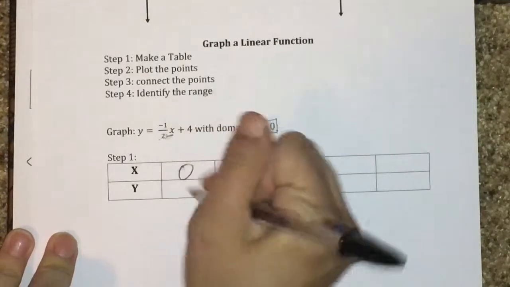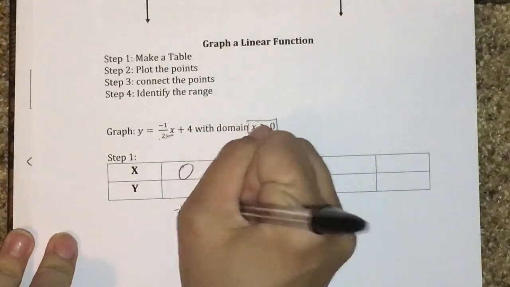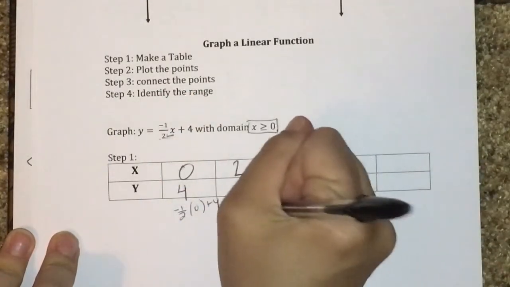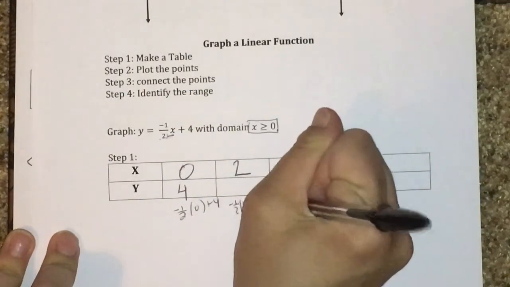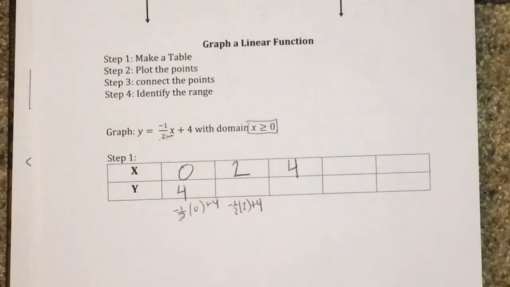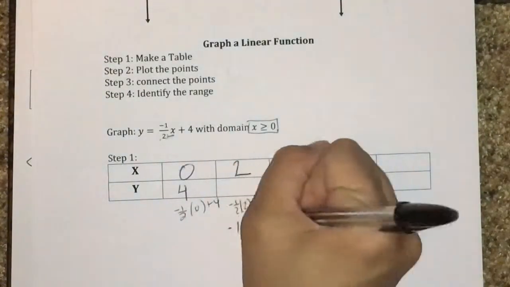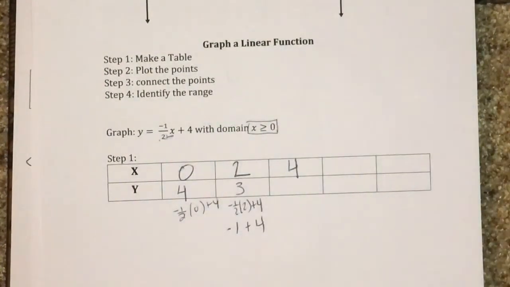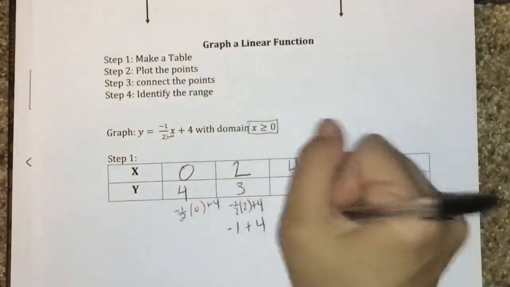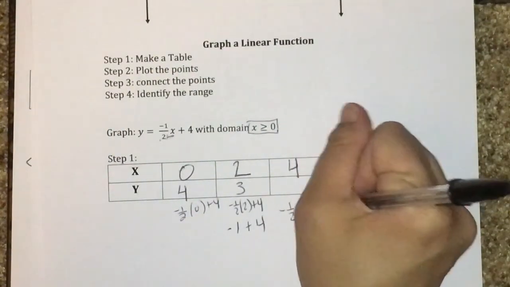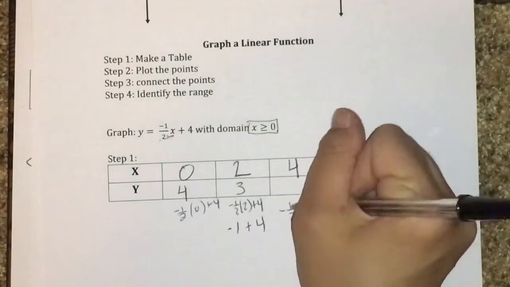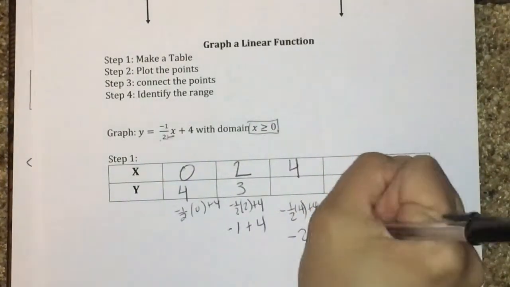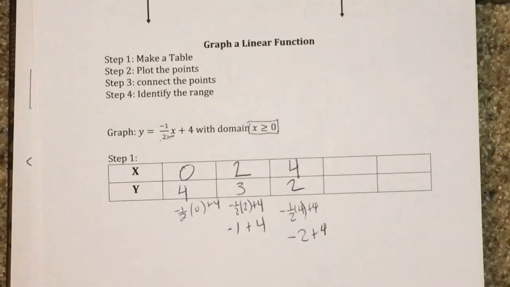So we have negative 1/2 times 0 plus 4, that's going to be 4. Negative 1/2 times 2 plus 4. Well, negative 1/2 times 2 is negative 1, plus 4. Negative 1 plus 4 is 3. And then for 4, negative 1/2 times 4 plus 4. Well, 1/2 of 4 is 2, negative 2 plus 4 is 2.